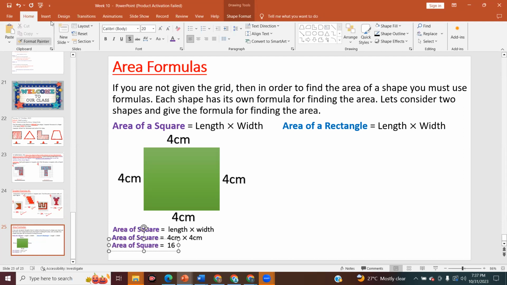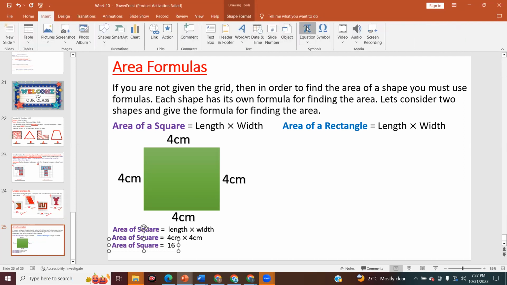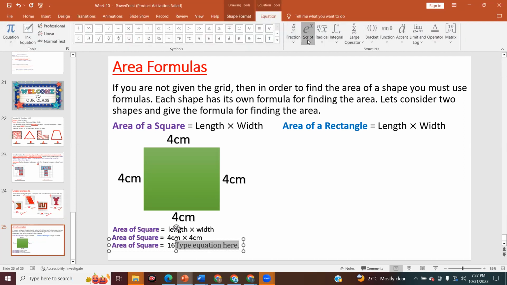So the answer is 16 what? 16 centimeter squared. Always centimeter squared. Remember, area is units squared. So it's 16 centimeter squared. Please don't forget the centimeter squared.